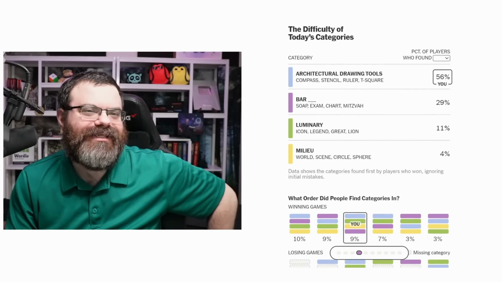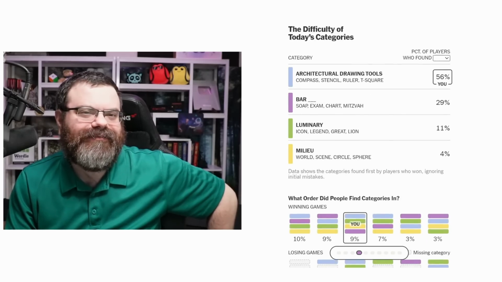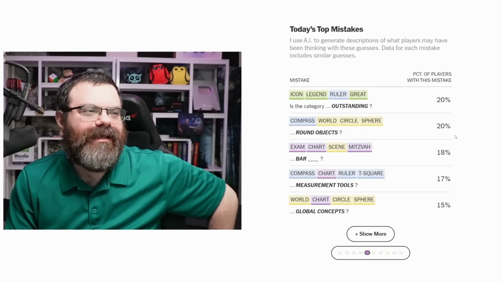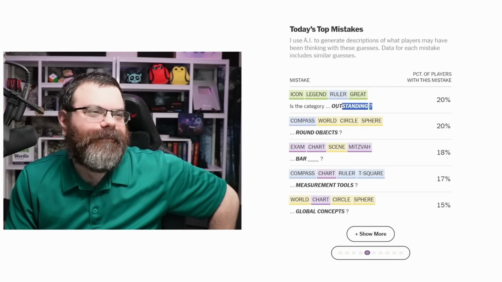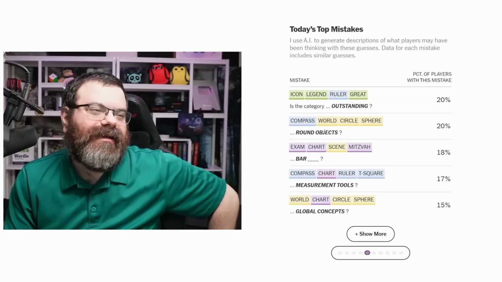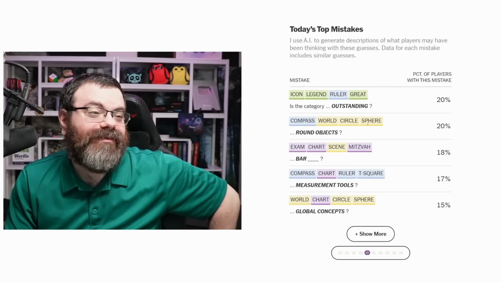I like associations like that, which are kind of hard to pull out of this data. But yep, putting ruler in with icon, legend, and great. I said that was something people might do, but I thought it was a red herring. I didn't realize you could just put lion in there until later. Compass, world, so round things. Compass, world, circle, and sphere makes sense to me.